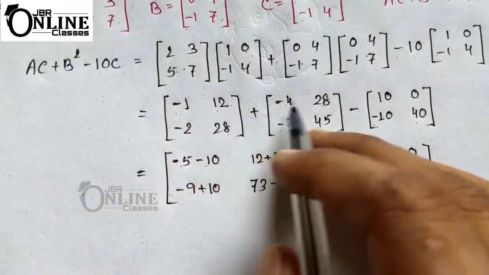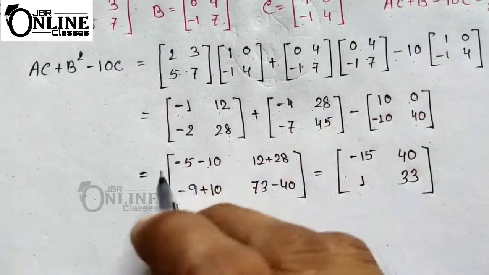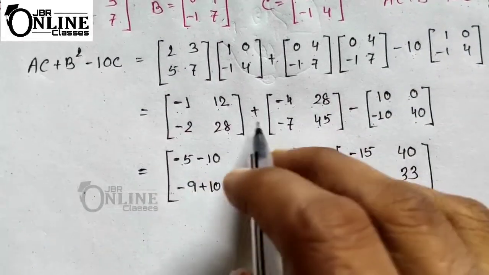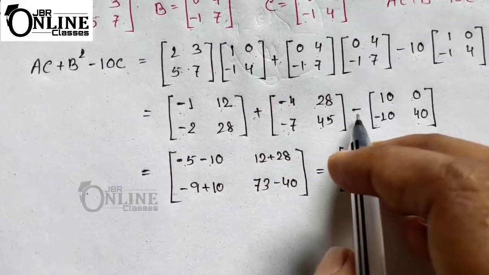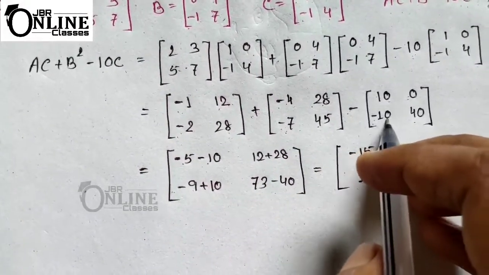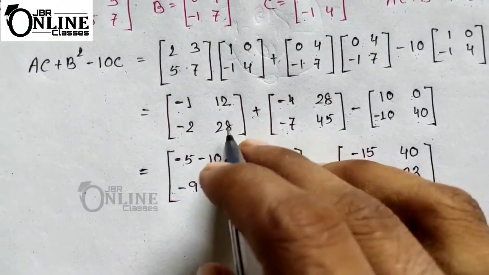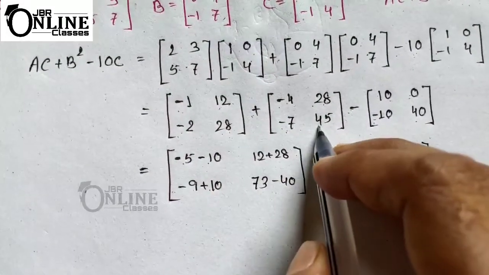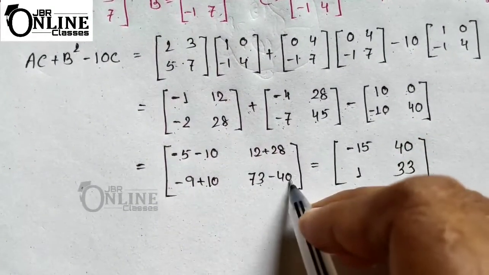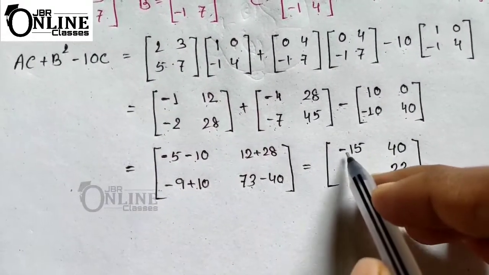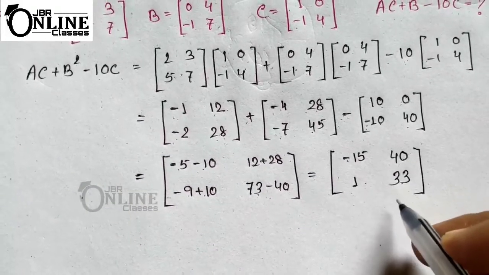Here 12 plus 28, and here 0. So write down just 12 plus 28. Next one, minus 2 plus minus 7, that means minus 9. And here minus minus 10, so minus into minus equals plus 10. The last one, 28 plus 45 equals 73, 73 minus 40. So write down here 73 minus 40. So the final answer is [[-15, 40], [1, 33]]. Okay, so that is the final answer.